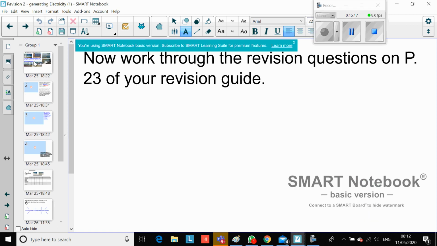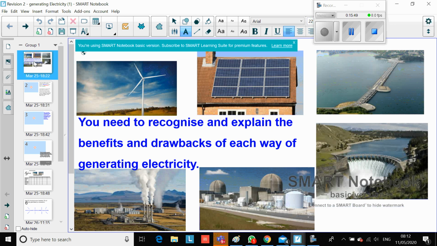Okay, a couple of other things you need to know. So we know about energy. We know the different stores that energy can have or the different forms it can take. We know that energy can't be created or destroyed. So you also need to recognize and explain the benefits and drawbacks of the different ways of generating electricity. So we've done this more recently.